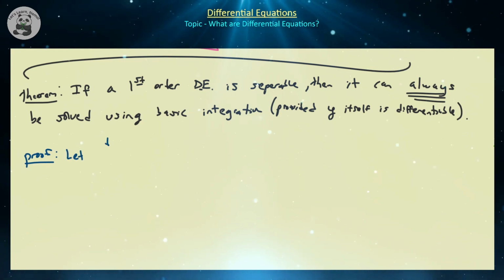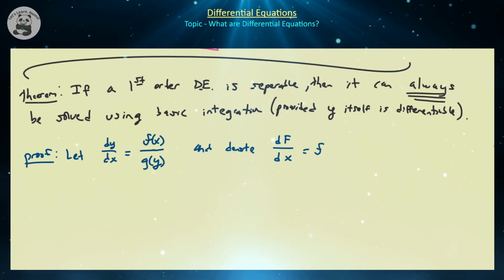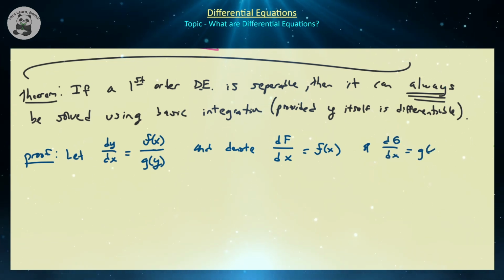So let us assume that dy/dx can be written in the form f(x) divided by g(y), where the top is a function of x only and the bottom is a function of y only. Also, since we're assuming that these functions are integrable, let's assume capital F is the antiderivative of f, and let's assume that the derivative of capital G is equal to little g, i.e. capital G is the antiderivative of little g.